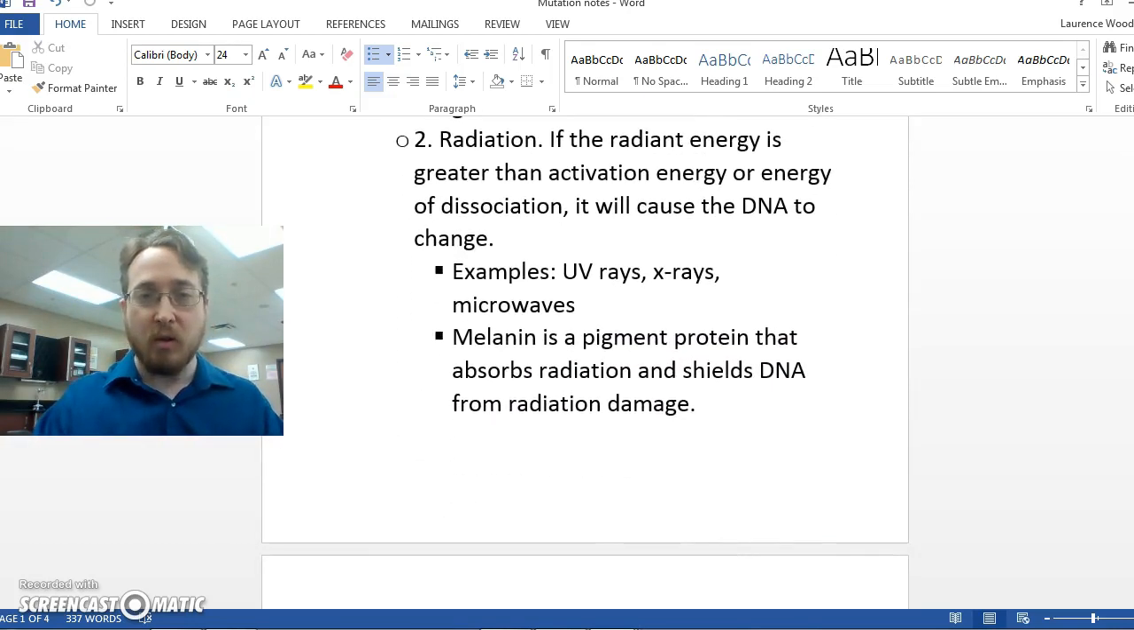And then radiation is our second most common cause. If the radiant energy is greater than the activation energy or energy of dissociation for that DNA, it will cause the DNA to change. Examples of radiation that does that include UV rays, X-rays, and microwaves. But melanin is a pigment protein created by humans that absorbs radiation and shields DNA from radiation damage. Different humans make different amounts of melanin.